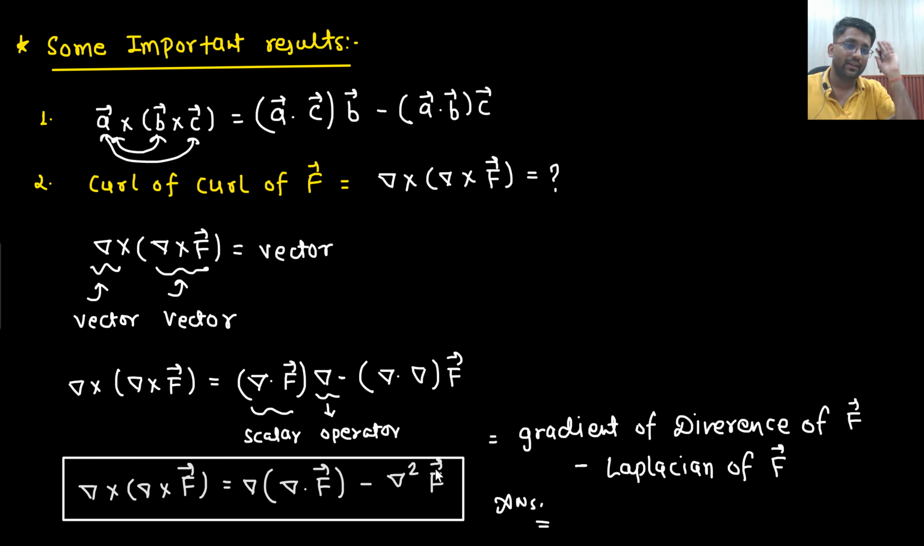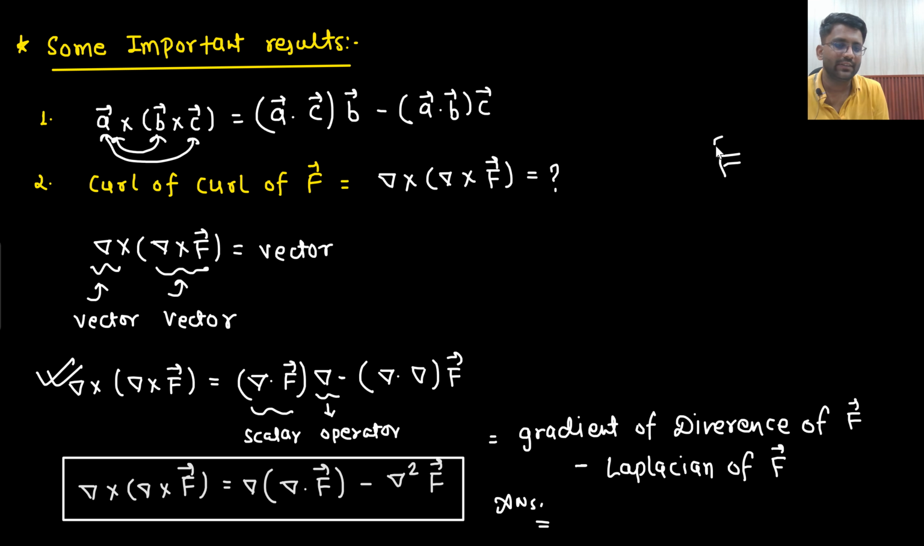There you go. Questions have been asked directly on this particular formula: they will give you del cross del cross F and ask what it is equivalent to. So it will be equivalent to this expression. One of the options will mention it, and you need to click on that option. Is that understandable to you? Completely understandable, sir. Okay, so you need to click on whichever option is mentioned.